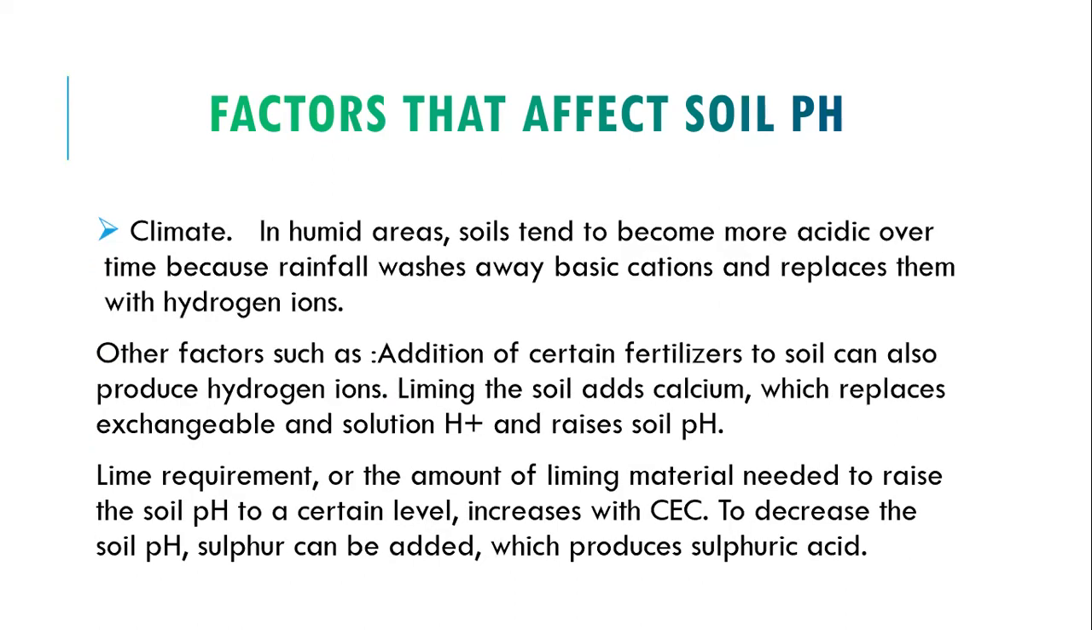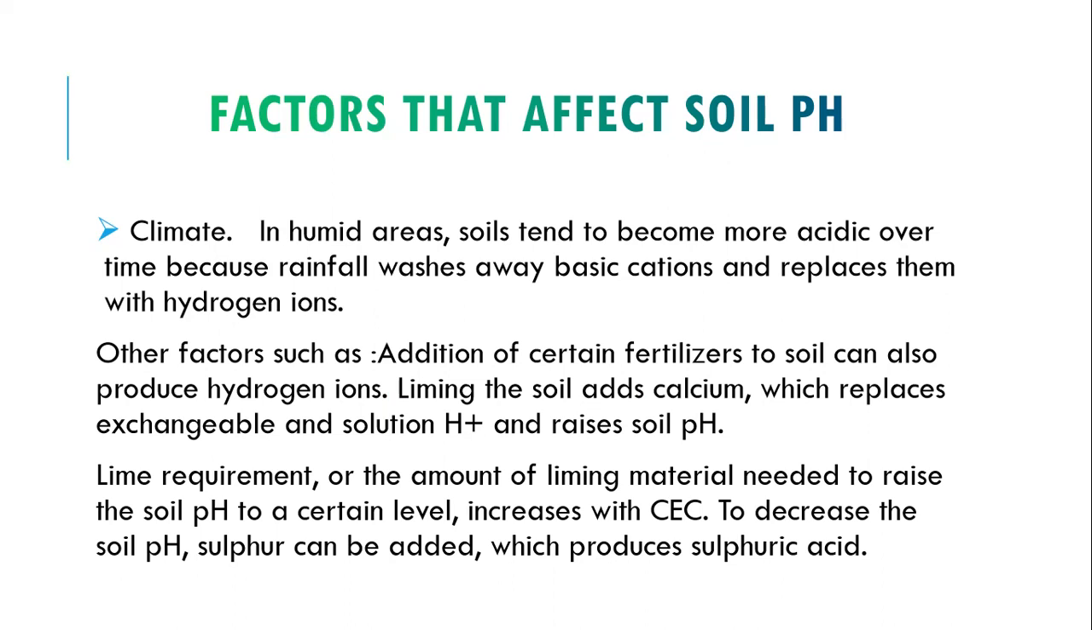The third one is climate. In humid areas, soils tend to become more acidic over time, because the rainfall washes away the basic cations and replaces them with hydrogen ions. Other factors, such as the addition of certain fertilizers to soil, can also produce hydrogen ions. Also, liming the soil adds calcium, which replaces exchangeable and solution hydrogen ions and raises soil pH.